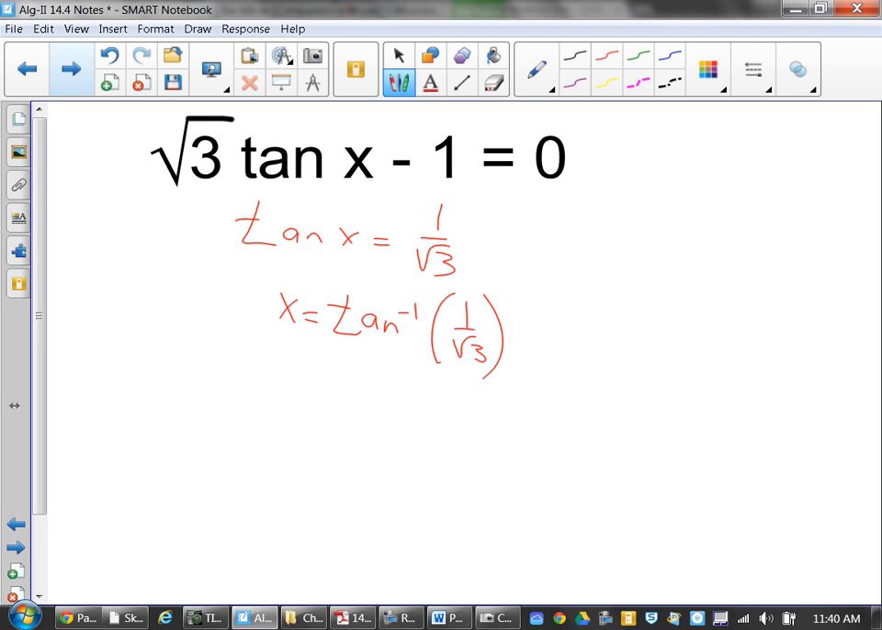Tangent is opposite over adjacent. So you know that you have a positive value of tangent, so you're in the first quadrant. Your opposite value is 1, your adjacent is √3. What's your angle? 30. So you have a 30-degree angle here, but we don't know what that degree thing is, so it is pi over 6. Good. What other quadrant is tangent positive? Third. So it is 7 pi over 6, in the third quadrant, because tangent is positive there.